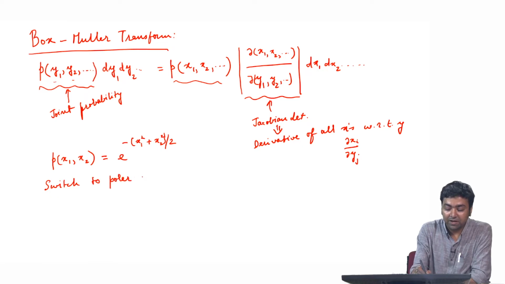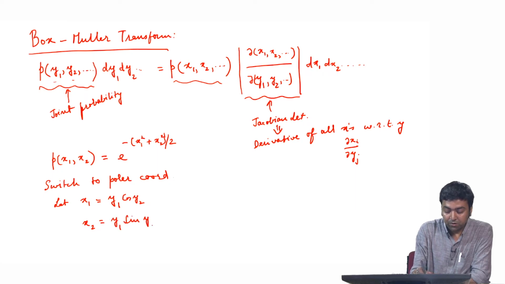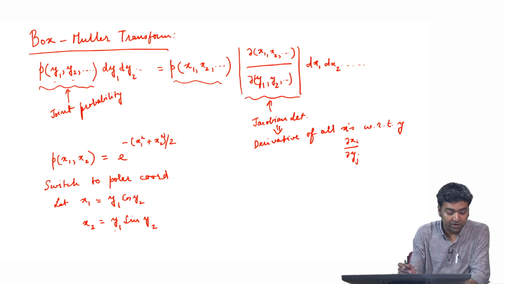So, what do I mean by that? What I mean is I rewrite x1 and x2 in the following form. Let x1 equal y1 cos y2 and x2 equal y1 sin y2. So, what is the relationship between x1, x2 and y1, y2?